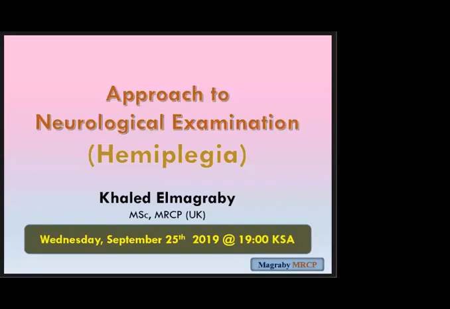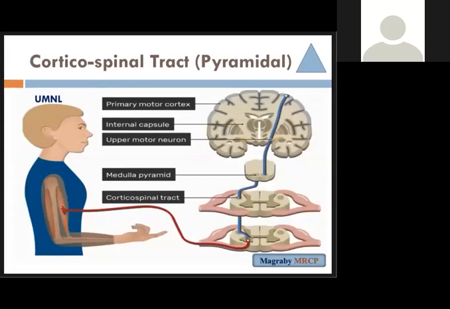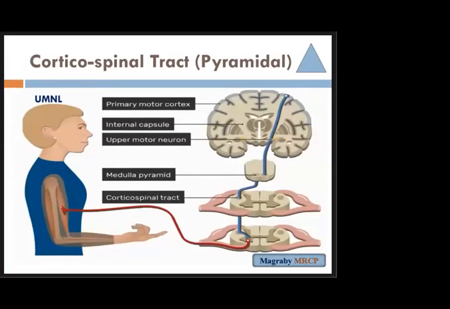Today, inshallah, we'll discuss the approach to a case of hemiplegia. Just let me remind you firstly about the anatomy of the corticospinal tract, because mainly in hemiplegia there is affection of the corticospinal tract, which is the pyramidal tract. As we mentioned before, the pyramidal tract is responsible for transmission of the motor order from the brain, the higher cortical motor area, down to the muscle to make the movement.